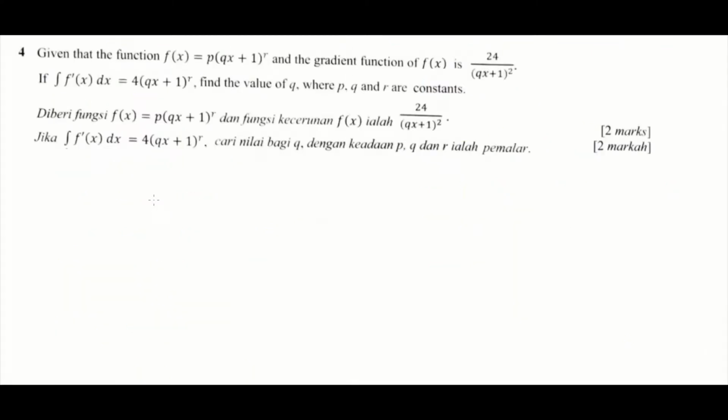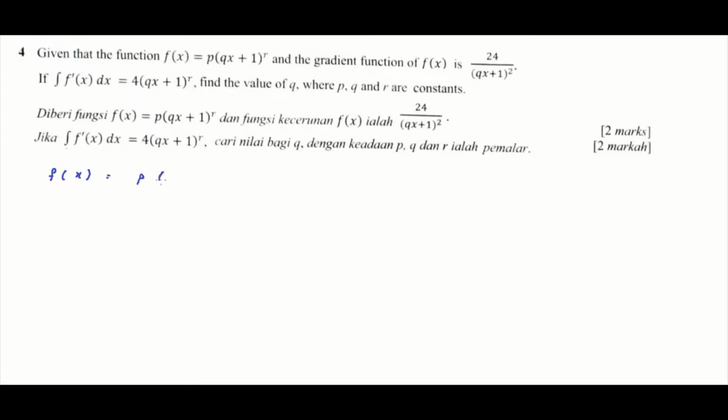All right, number 4. Given that the function f of x equals p(qx + 1) to the power of r, and the gradient function is given like this, then if the integral of f prime x is going to be this expression, find the value of q. p, q and r are constants. Okay, so we can try to copy down the information which is given by the question first.